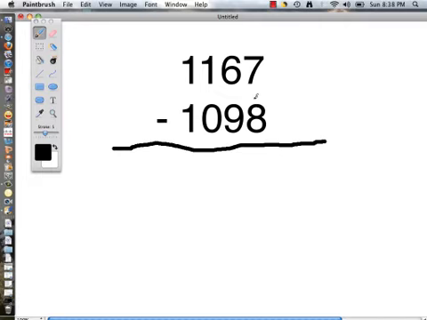So when we look at the numbers that we have currently in the ones column, we have an 8 at the bottom and a 7 on the top. Well, the 8 is bigger than the 7, so in order to subtract, we are going to need to borrow from the 6. So we are going to cross off the 6, change it to a 5, and then take that 1 that we borrowed and put it in front of the 7 to make it a 17. 17 take away 8 is 9.